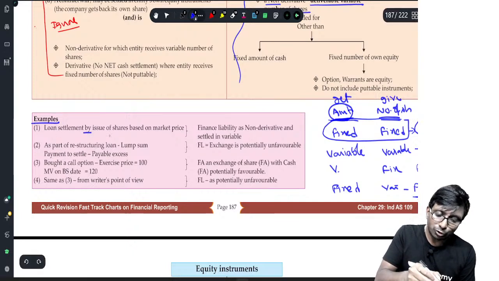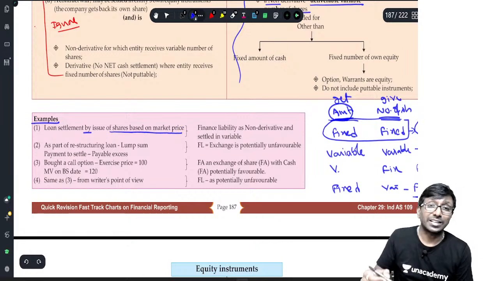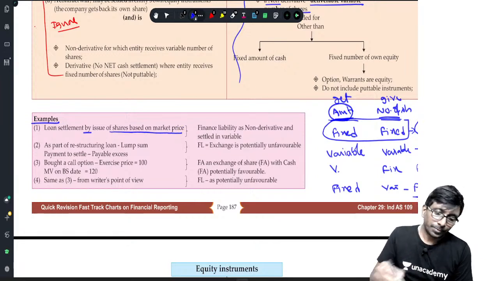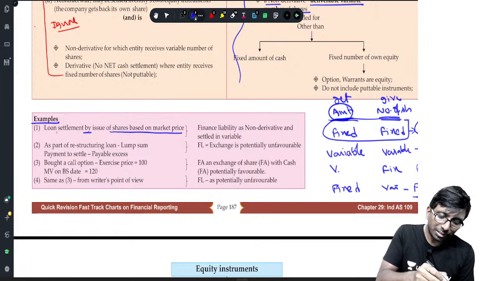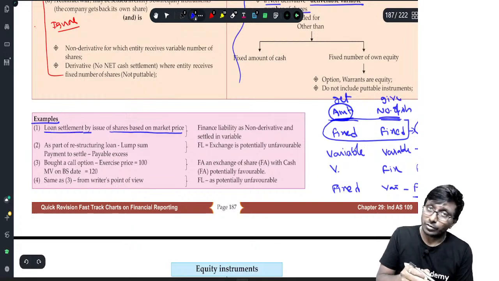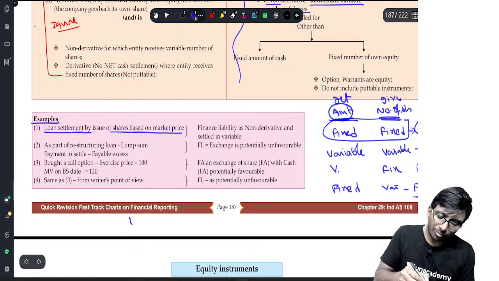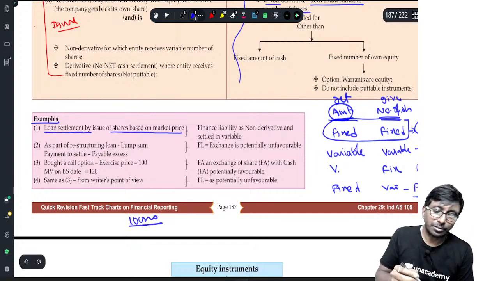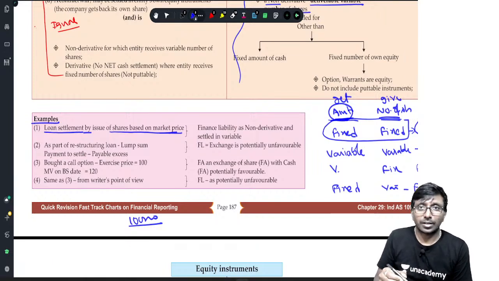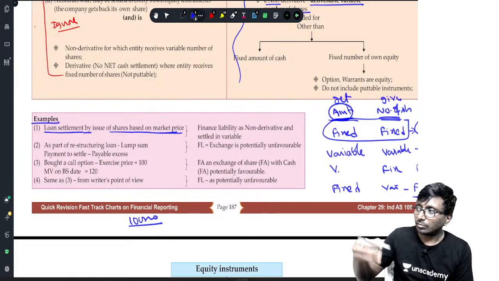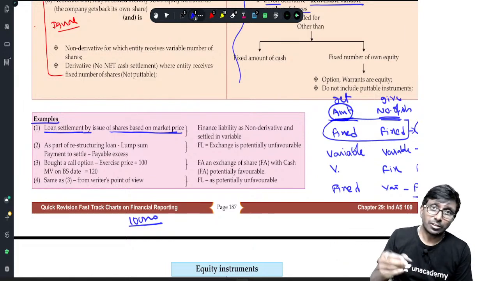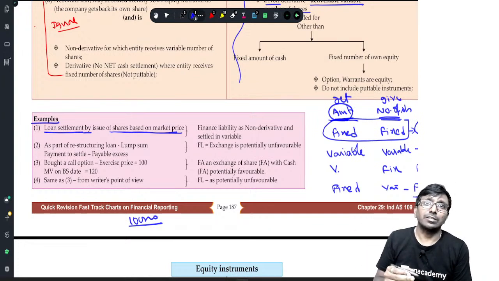Loan settlement by issue of shares based on the market price. See, I am going to settle my loan. Fine. How many shares are you going to give? Sir, the loan amount I know. Loan amount is equal to 1 lakh, divided by the market value. Today's market value is how much? We will settle on so-and-so day in the future, not as on 31st March, using the market value at that time.